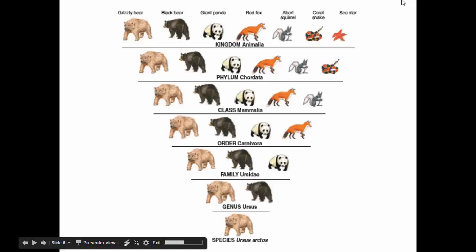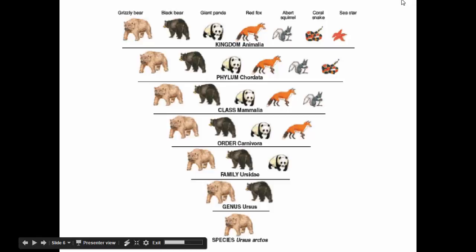What's not there any longer? The starfish. Phylum Chordata are the animals with a spinal cord. A sea star is an invertebrate. So phylum Chordata. We go down another step to class. Class Mammalia. Obviously what? Mammals. What's no longer there? Snake. That would be in class Reptilia.